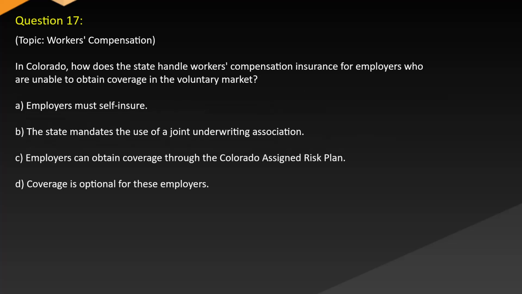Question 17. Topic: Workers' compensation in Colorado. How does the state handle workers' compensation insurance for employers who are unable to obtain coverage in the voluntary market? A. Employers must self-insure. B. The state mandates the use of a joint underwriting association. C. Employers can obtain coverage through the Colorado Assigned Risk Plan. D. Coverage is optional for these employers.